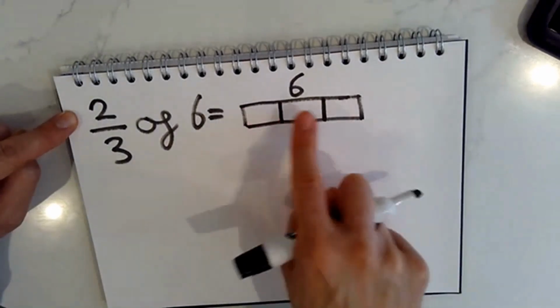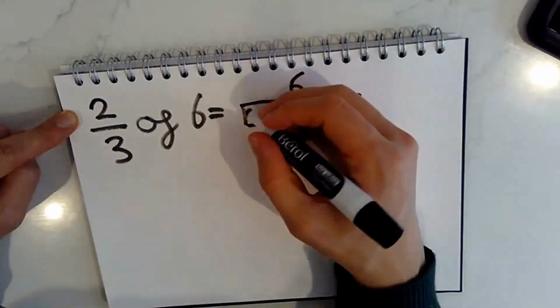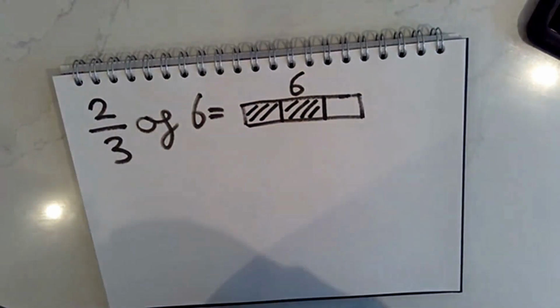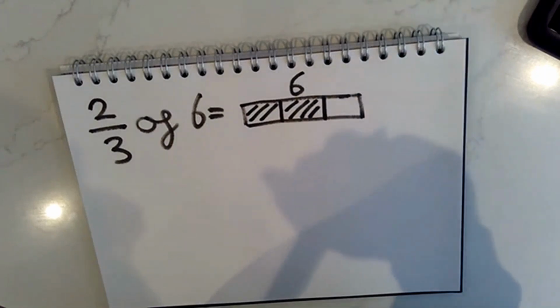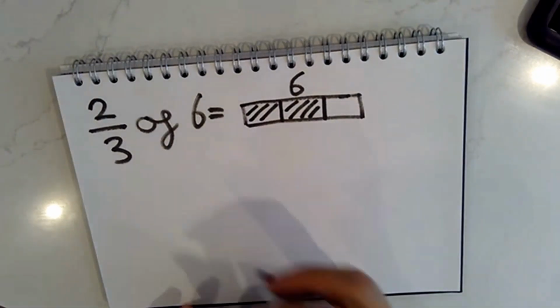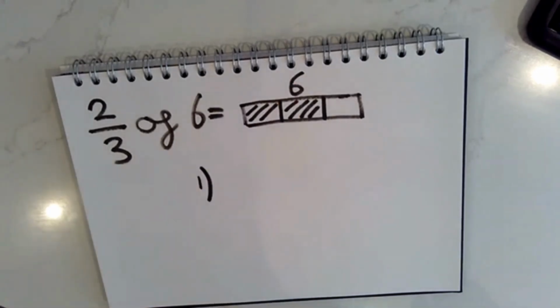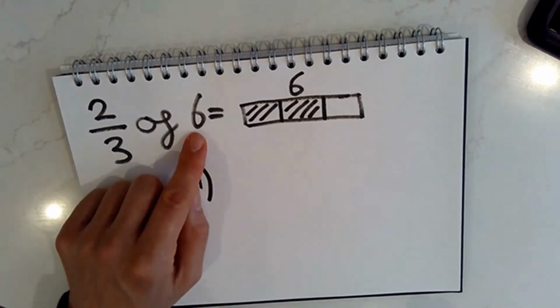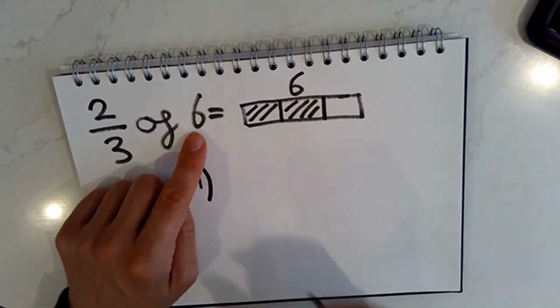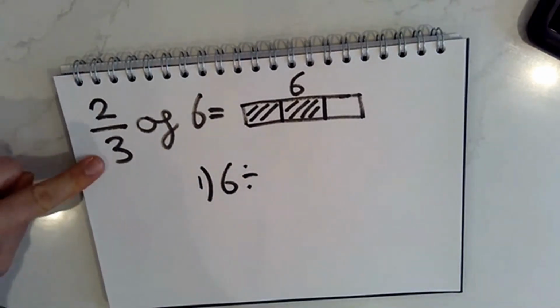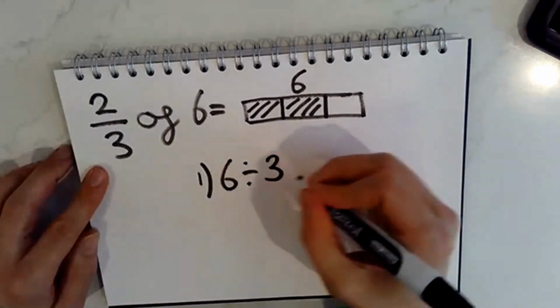So at the moment, I've split it into thirds. Now I need to shade 2 because I'm looking at 2/3. Brilliant. I've represented it perfectly. But now I need to solve it. Step 1 is to find what 1/3 of 6 is. To find a unit fraction of an amount, I need to divide the whole by the denominator. Well done. My denominator here is 3.